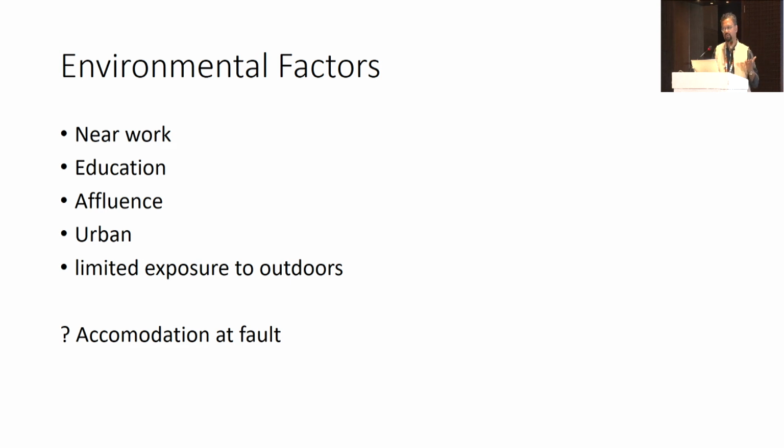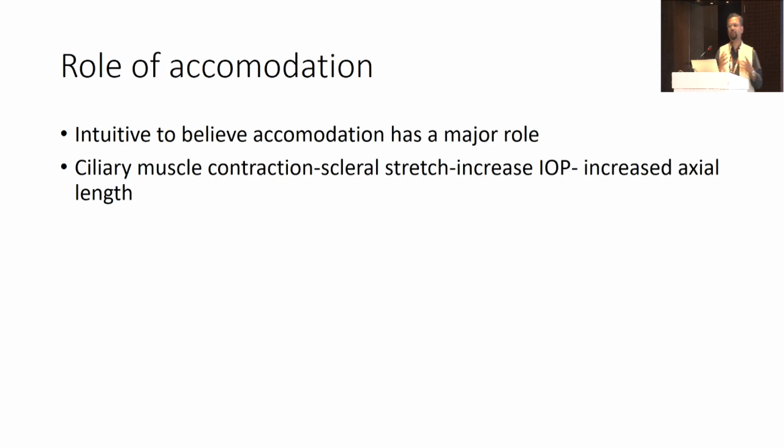So now what happens when you are doing near work? You would have seen that near work, education, affluence and urbanization all contribute to the progression of myopia. So what is it that happens in near work that is not there in distance work? It is accommodation. So you are accommodating when you are doing near work. So maybe there is some problem with the accommodation. That is where the theory of lag of accommodation comes.